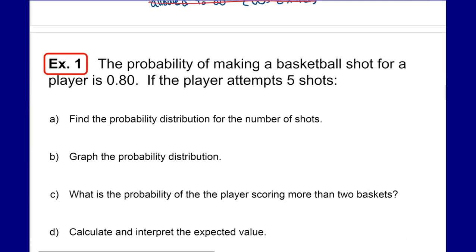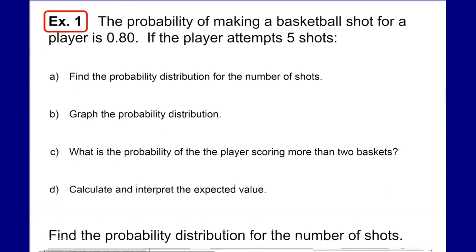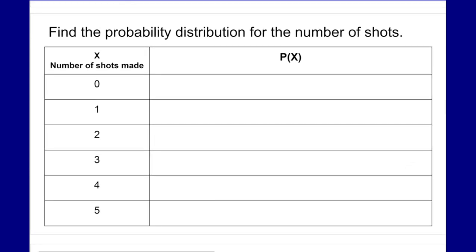So let's take a look at this example. The probability of making a basketball shot for a player is 0.80 or 80%. If the player attempts 5 shots, A, find the probability distribution for the number of shots that they make, graph it, determine the probability of them making more than 2 baskets, and then calculate and interpret the expected value. So the first thing we want to do is create a probability distribution. So looking at the number of shots made, that's our random variable. If we're attempting 5 shots, then I can make anywhere from 0 to 5 shots.